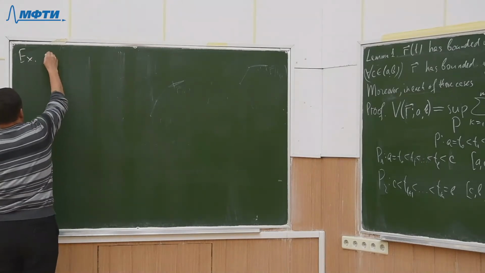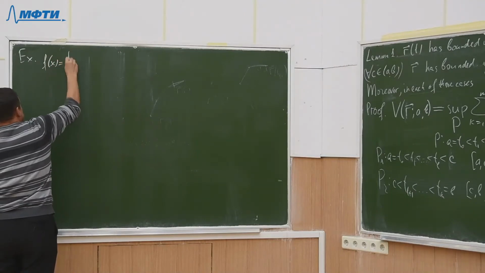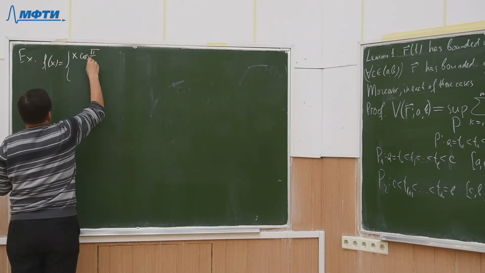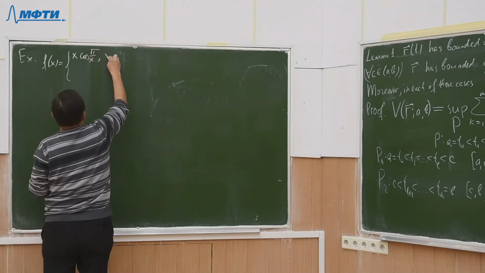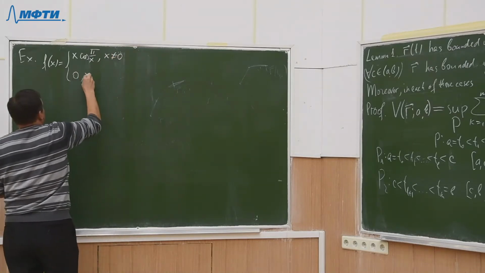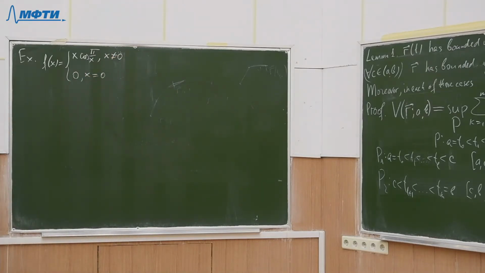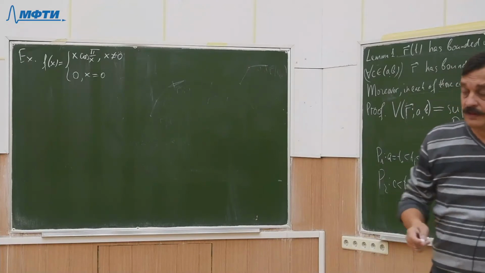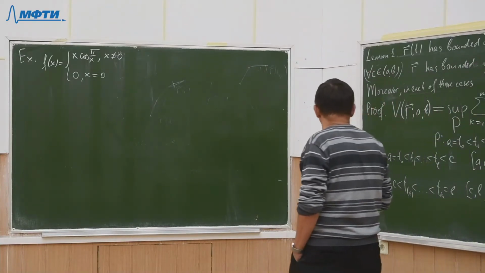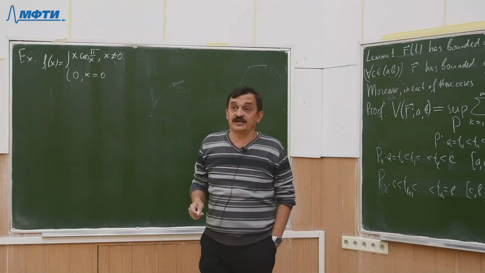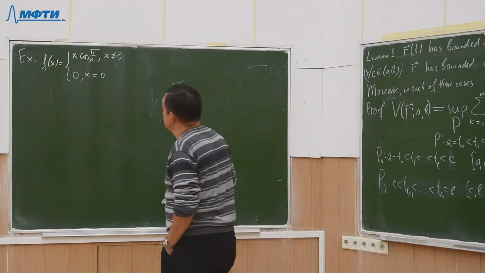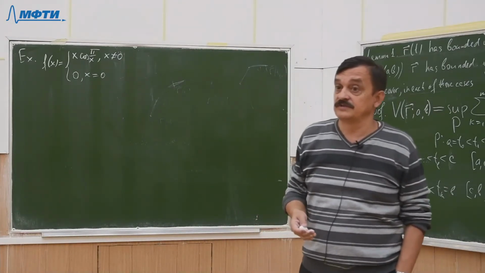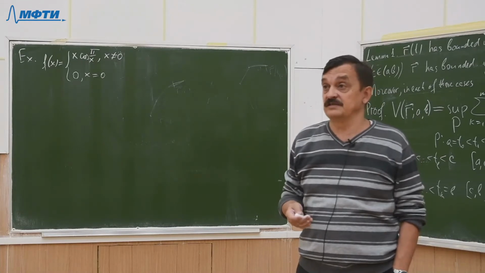Consider the function f of x equals x cosine, let's say, pi over x, if x is not zero, and zero if x is zero. That is a continuous function, it is differentiable everywhere except for zero. And let us prove that this function has unbounded variation. Or, if you want, the graph of this function has infinite length, in other words.